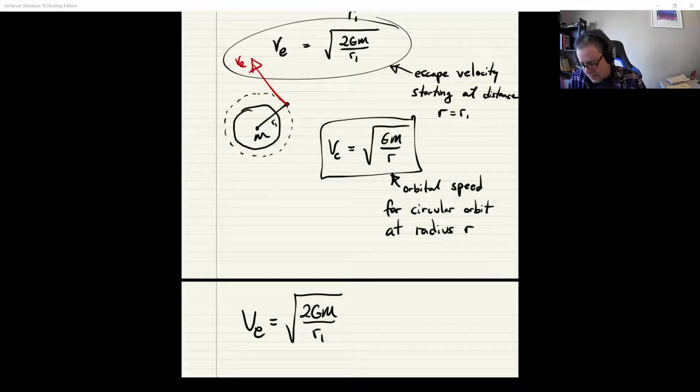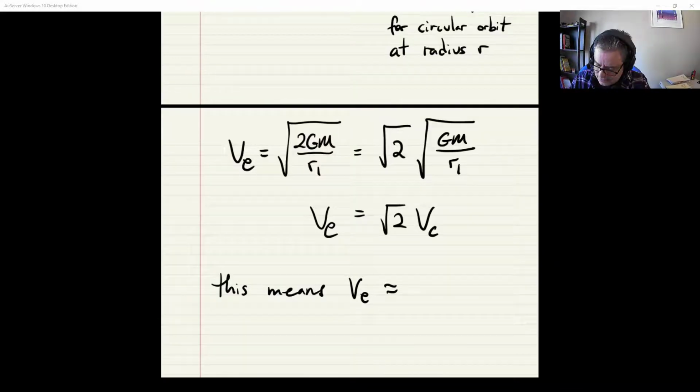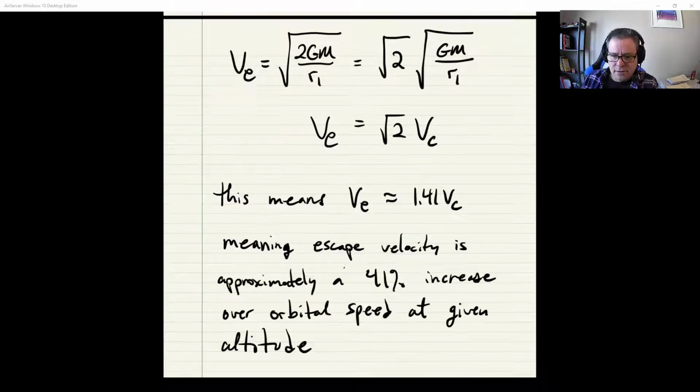If I start with escape velocity at radius r1, I can just factor out that square root of 2. This means escape velocity is about 1.41 times orbital speed at a particular altitude. This means that the escape velocity is approximately a 41% increase over the orbital speed at a given altitude.